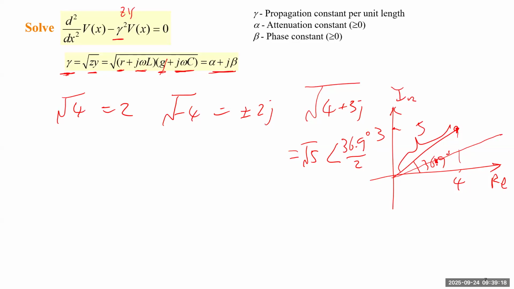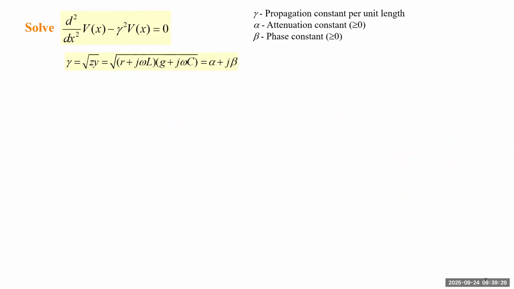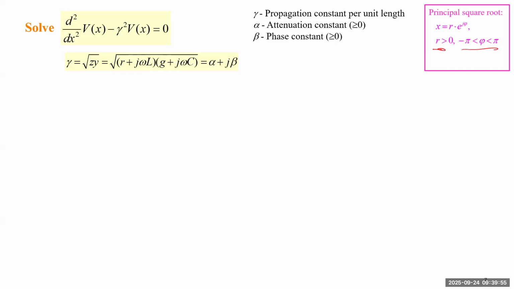But what if we have a positive, negative, real part, imaginary part? How are we going to calculate the square root of a complex number? So we have to assume one definition. We'll take that definition, which is called the principal square root. The principal square root means if you have a complex number, you first change to the polar form. So R will be equal to the absolute value, which means R is always positive. And phi, the angle of this complex number, you only take between pi and negative pi.